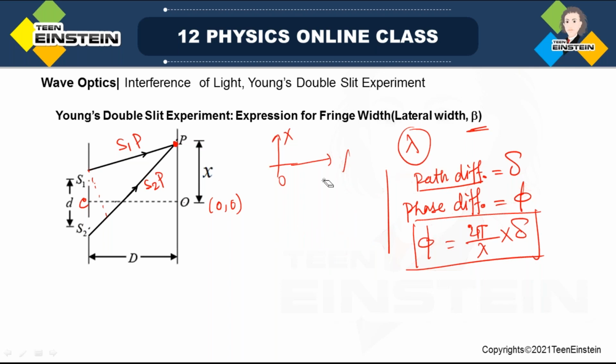The path difference in this case is S2P minus S1P. So what is this value? It is nearly equal to something, which you have to find, and then see whether there will be a bright fringe or a dark fringe. To do that we will be using our knowledge from geometry.